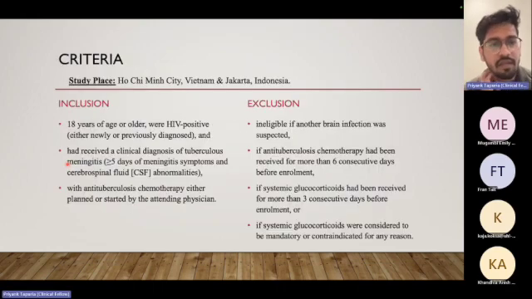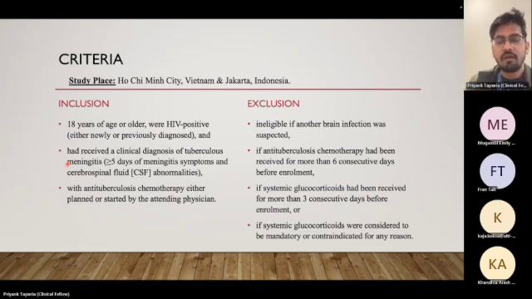They included anyone above the age of 18 who was HIV positive, newly or previously diagnosed, who had received the clinical diagnosis of TB meningitis for more than 5 days, and in whom anti-tubercular chemotherapy was either planned or already started. They excluded patients with another brain infection, if the ATT was started more than 6 days ago, if they were already receiving corticosteroids, or if corticosteroids were contraindicated.